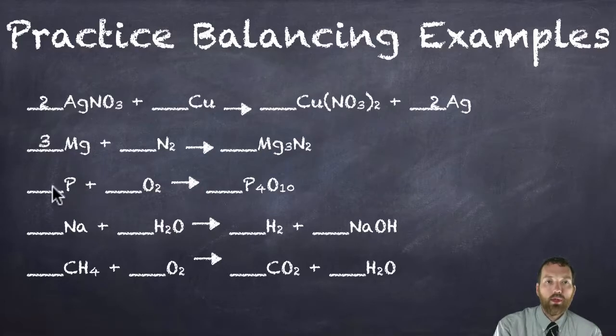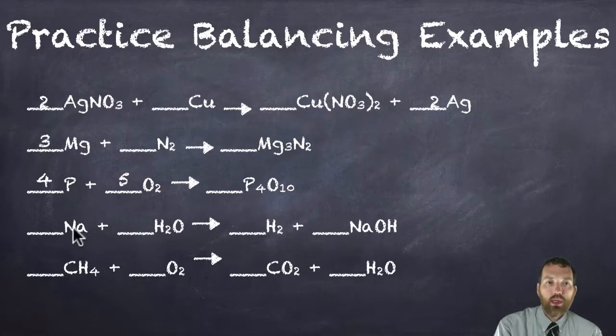Let's move on to the third one. I have 1 phosphorus on the left, 4 phosphoruses on the right. So that's an easy fix. We'll just put a 4 there. On the left, I have 2 oxygens. On the right, I have 10 oxygens. So I'll need to change this coefficient to a 5. So 5 times 2 is 10 oxygens on the left, 10 on the right.